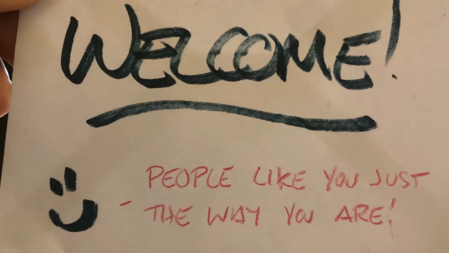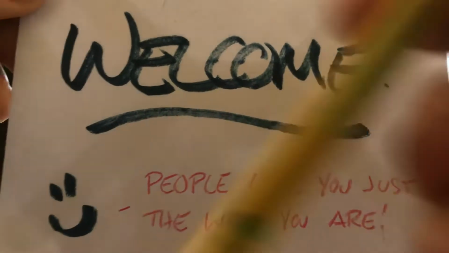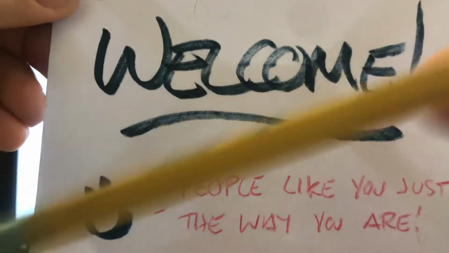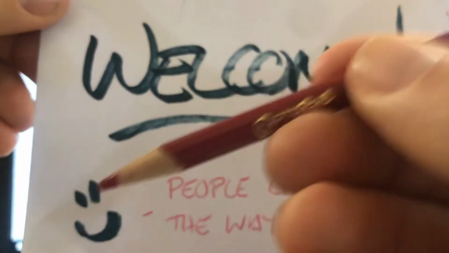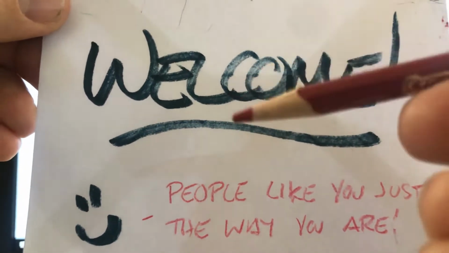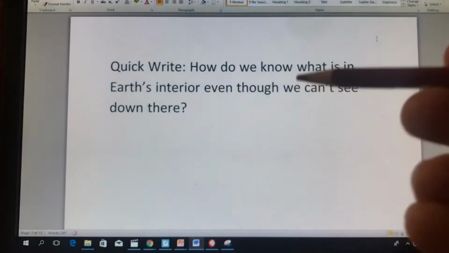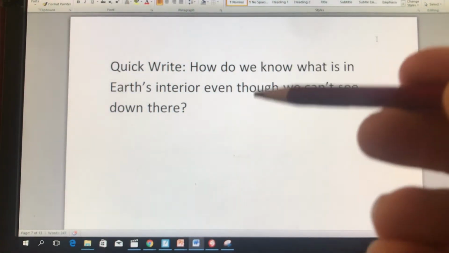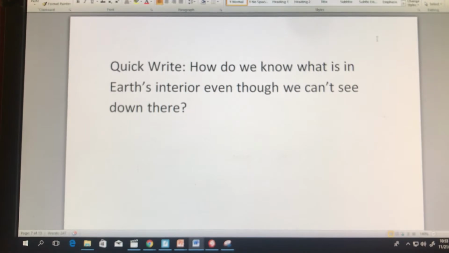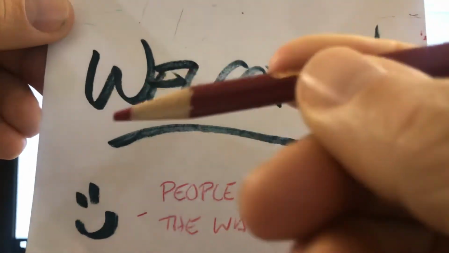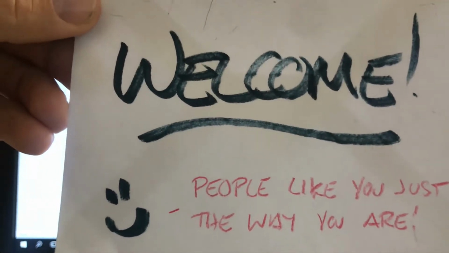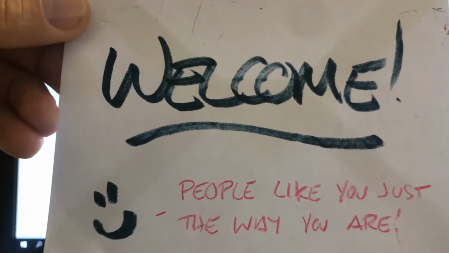In a moment we're gonna just get our regular pens and pencils out of our hands, and then what we need to do is get a colored pen or pencil in your hands, as well as get out your response to this question you wrote yesterday in your ISN about how do we know what's in Earth's interior even though we can't see down there. So when you have your regular pencil out of your hand and something colored in your hand, that's when your teacher can unpause this amazing video.